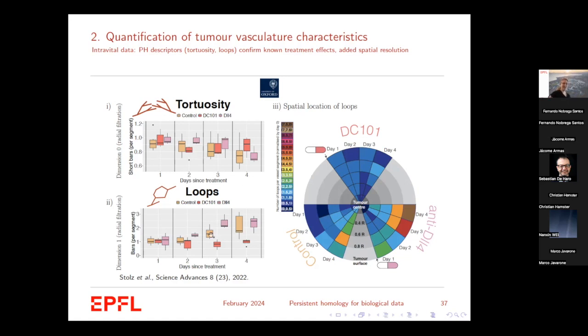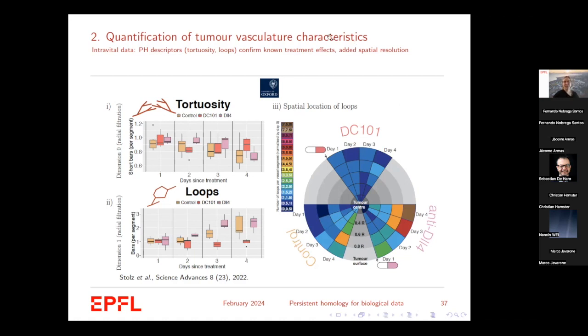On the level of loops, we see these differences much more strongly, especially on day 3 and day 4. So we first have a change in tortuosity, and then we have a change in the number of loops on day 3 and day 4, which is very prominent between the 3 groups.